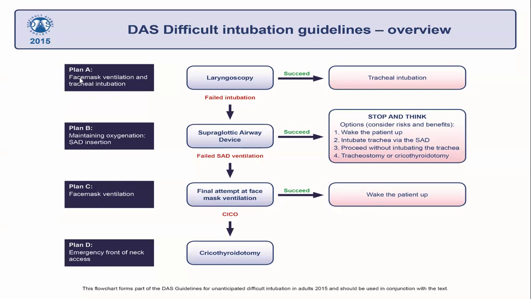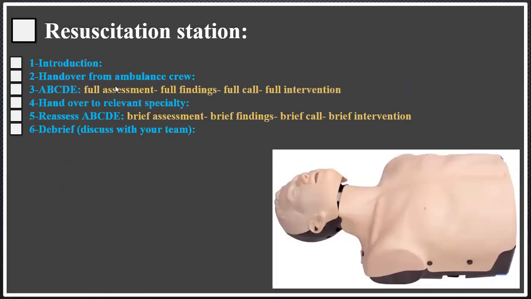In plan A, they said face mask ventilation and tracheal intubation. They did not say tracheal intubation only, right? Okay. Yes, sir. Then in plan B, they said what? Maintain oxygenation.